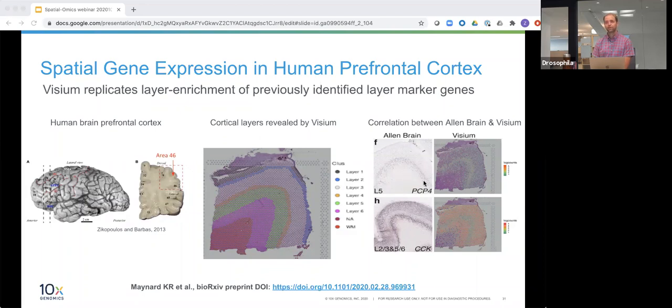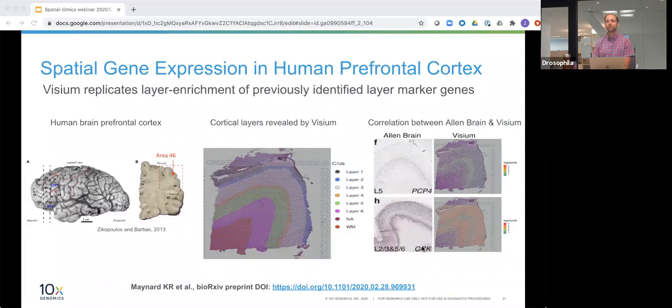And so what you can see here, layer 5 is known to have this gene PCP4 highly expressed. You can see it here from the Allen Brain Institute, and you can see it here in Visium, showing up exactly as you'd expect.